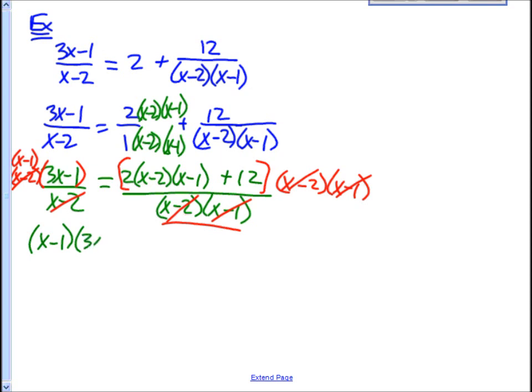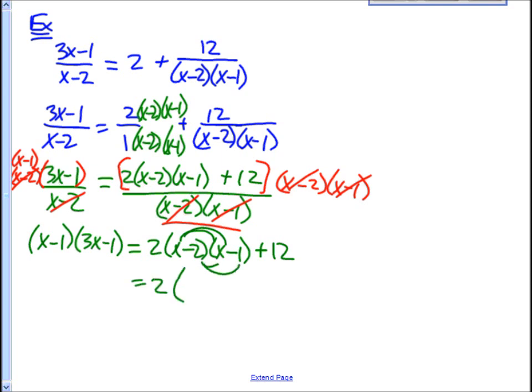We got this 3x minus 1 equals, okay, and then I got all that 2, x minus 2, x minus 1, and a plus 12. Okay, let me FOIL this first, then we'll distribute the 2. So we got x squared, I'm FOILing, right? Minus x minus 2x, so that'll give me a minus 3x, and then negative 2 times negative 1 is a plus 2, right?